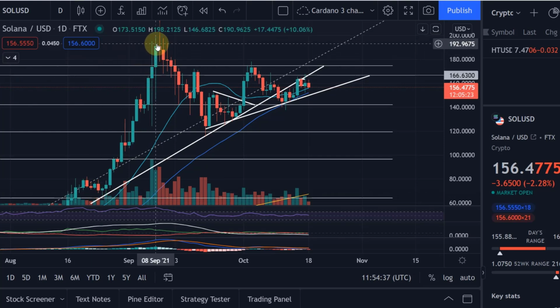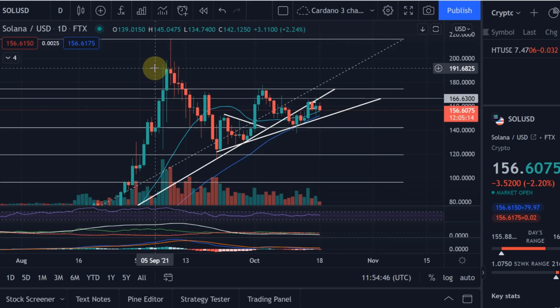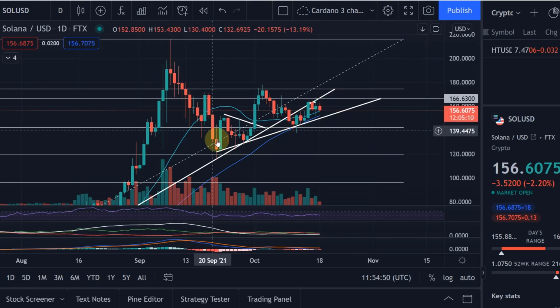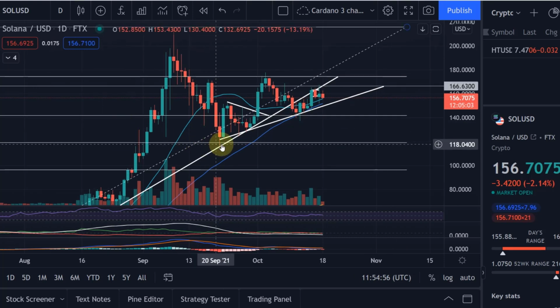We've overextended massively all the way up to over $200 and then came back. This is also when there was this network issue. The blockchain, the mainnet went down. At this point also, I told you to be very careful. It came then down all the way down to $120 to that 0.618 Fibonacci. No, it was a 0.5 Fibonacci retracement level.